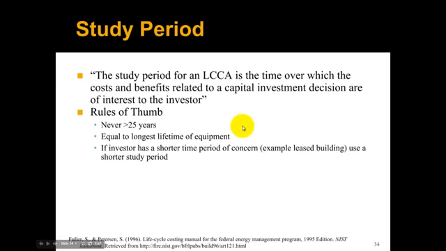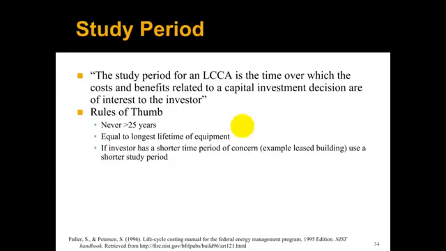Now let's talk about the study period. The study period is something that all cash flow diagrams should have in a good life cycle cost analysis. And this is directly from the NIST life cycle costing manual: the study period for an LCCA is the time over which the costs and benefits related to a capital investment decision are of interest to the investor. So as you can see, it leaves it relatively broad.